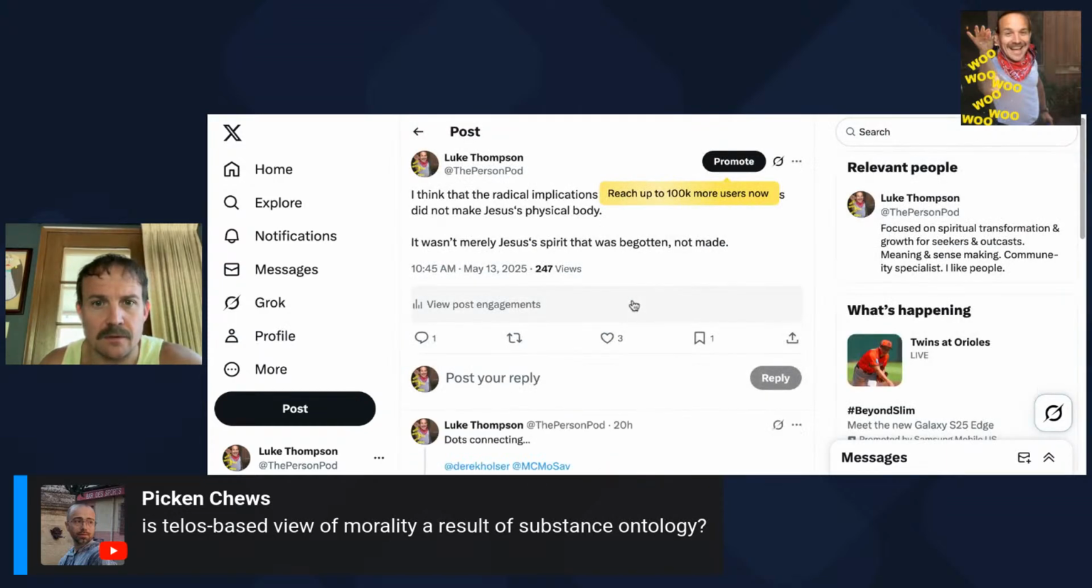So this was it. I don't need to promote you. Go away. I think the radical implications of the incarnation is that the Logos did not make Jesus's physical body. It wasn't merely Jesus's spirit that was begotten, not made.